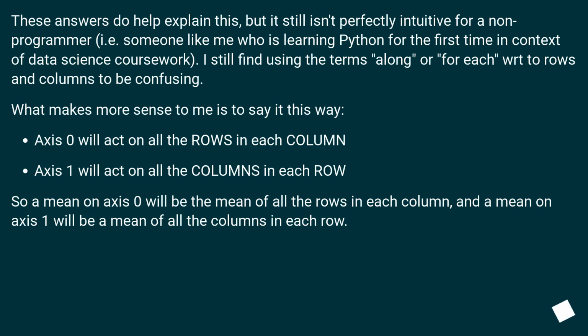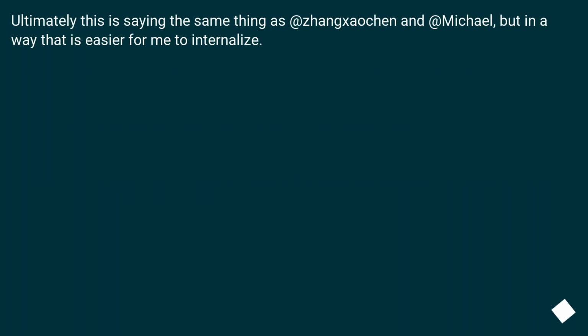So a mean on axis 0 will be the mean of all the rows in each column, and a mean on axis 1 will be a mean of all the columns in each row. Ultimately, this is saying the same thing as the earlier answers, but in a way that is easier for me to internalize.